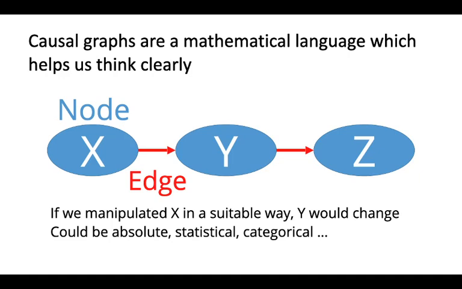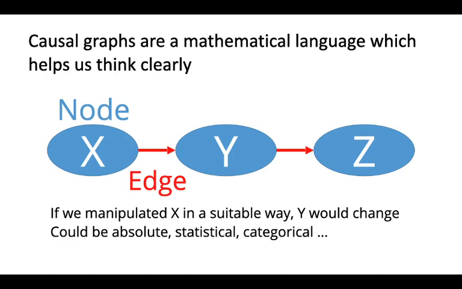And if you have two circles joined by an arrow, then the meaning of that is that if we were to manipulate x, if we were to change x in some way, then y would change in some way. That's what the causal arrow means. And then we have a third variable here as well. So this graph also suggests that if we were to change y, then z would change.